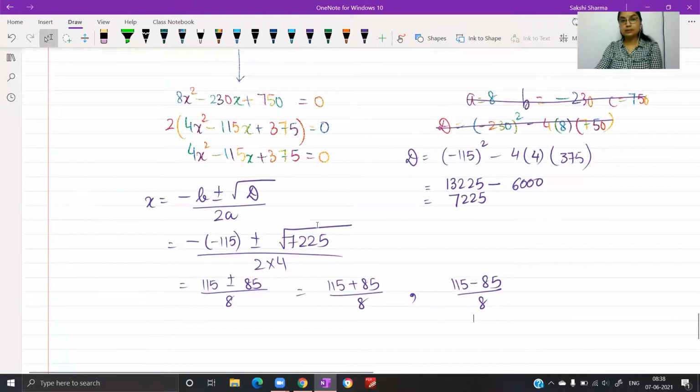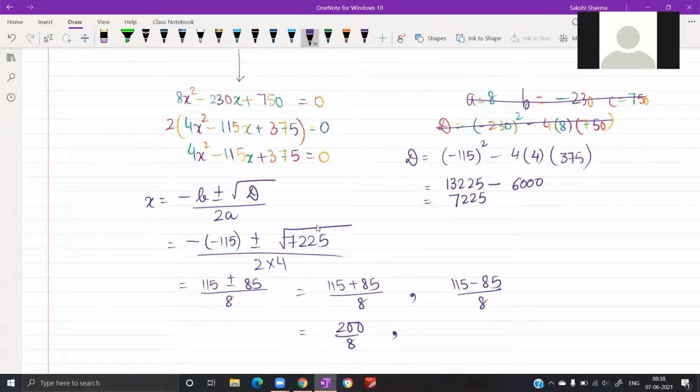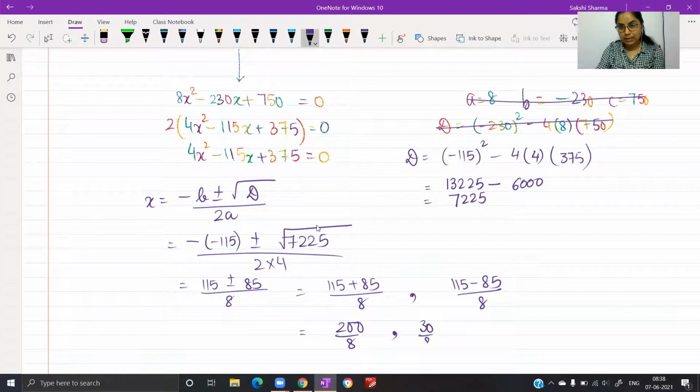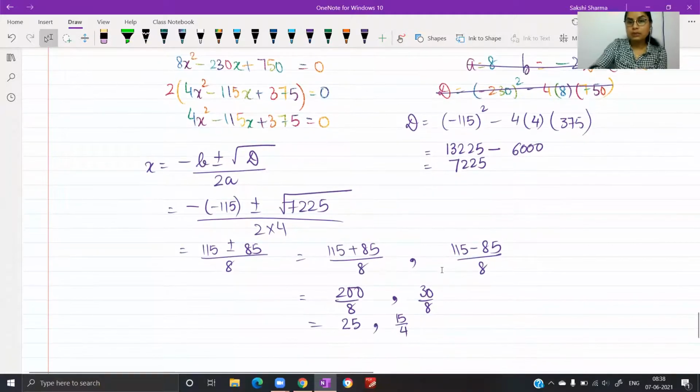Have you solved till here? Yes, ma'am. This gives you the answer as 30 by 8, so 15 by 4. Okay, x can be 25 or 15 by 4. So as for now, both values seem to be okay. Either the time is 25 hours.